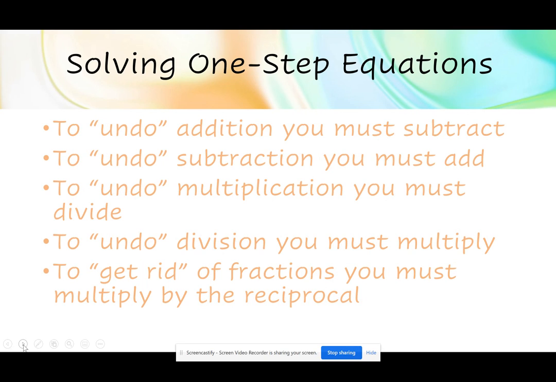So let's start off by just talking about how you always do the opposite operation. To undo addition, you have to subtract. To undo subtraction, you have to add. To undo multiplication, you divide, and to undo division, you multiply. So it's always the opposite operation. And lastly, we'll talk about how to get rid of fractions. You have to multiply by the reciprocal.